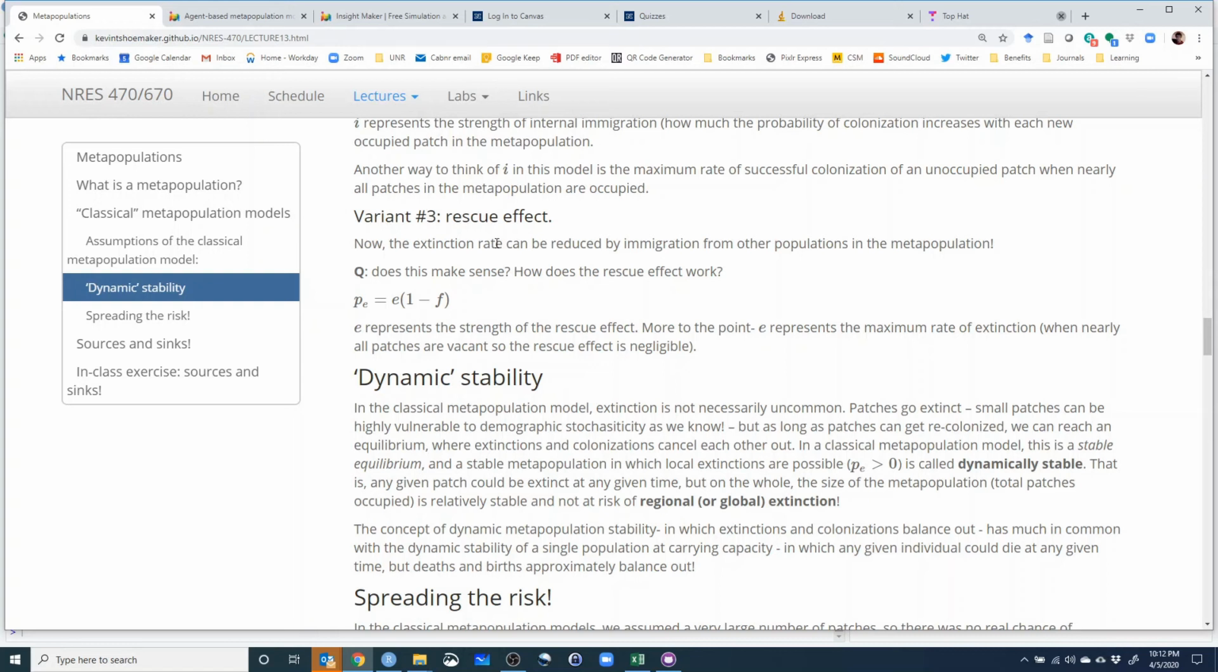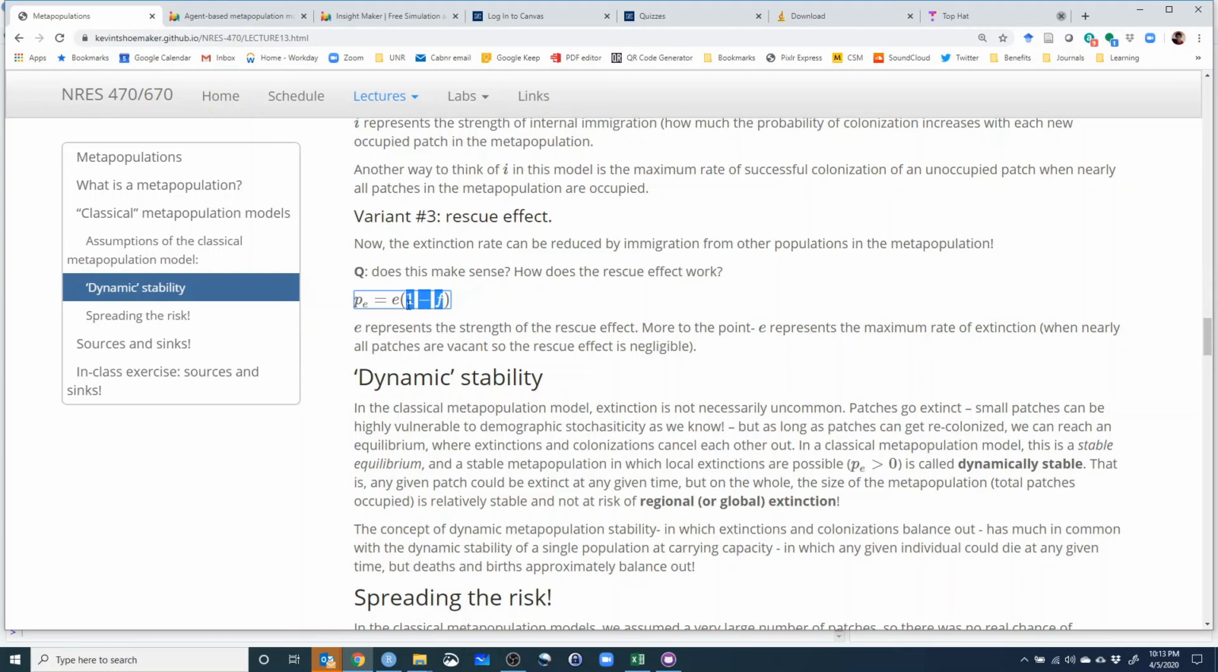The more occupied patches there are in the landscape, the more immigrants might be circulating around between the patches, and the less chance that a site might go extinct because there's constantly immigration coming from outside. And we can model then the probability of a colonized site becoming extinct as this extinction rate, or the strength of the rescue effect, E, times the fraction of sites that are unoccupied in the landscape.